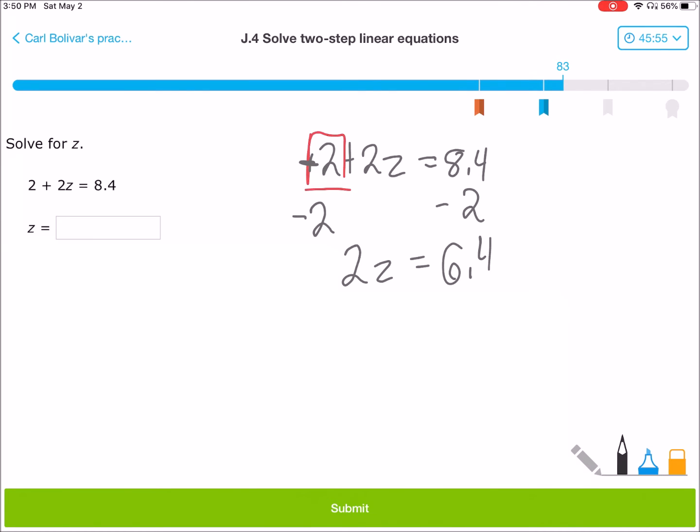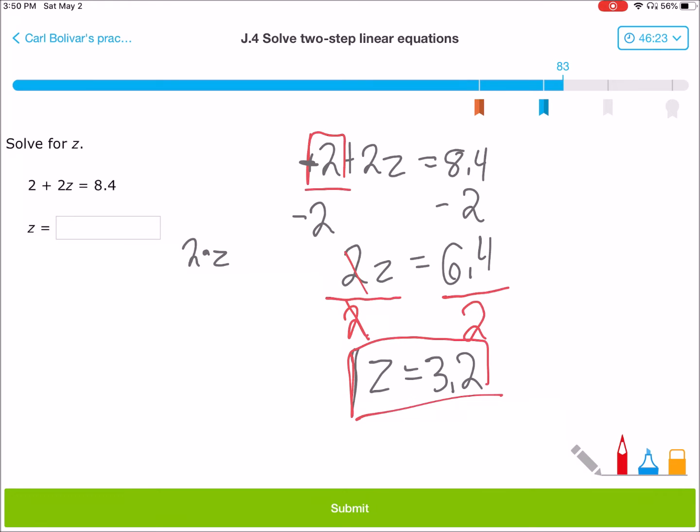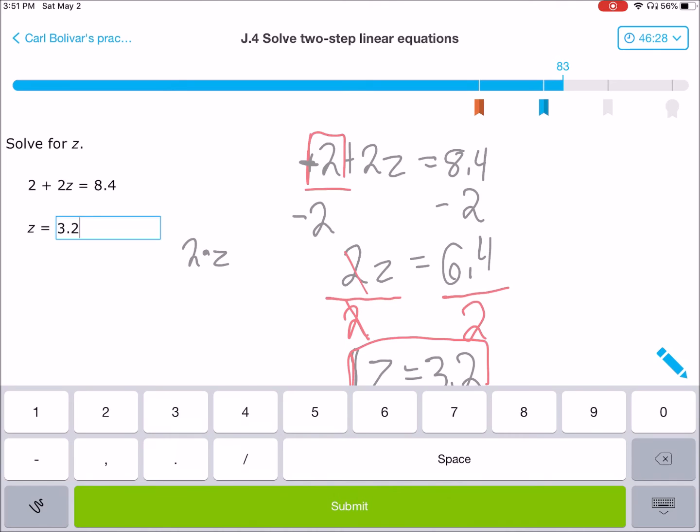There we go. Now we're going to divide by 2 because 2z is essentially 2 times z, right? The opposite of multiplication is division. And we have to do what we do on one side to the other side. So we will do that to the other side. And this will give us z is equal to 3.2. This is our answer. Z is equal to 3.2. Let's put 3.2 into there.